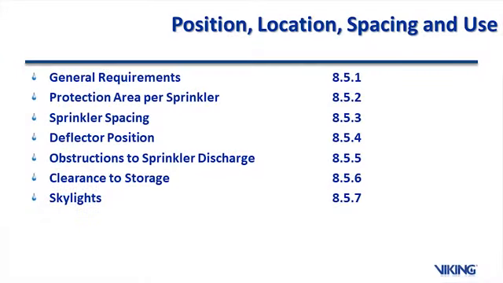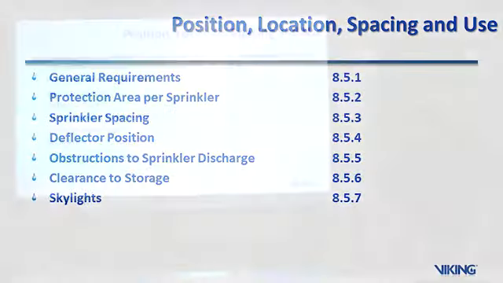So the general rules for positioning, spacing, and location, as detailed in section 8.5, include some general requirements. Then we talk a little bit about protection area per sprinkler: general rules on exactly where that protection area per sprinkler is and how you calculate it. Some general rules on sprinkler spacing, deflector position, obstructions to discharge, clearance to storage, and when you run into skylights. Okay, when we actually have an issue with skylights.